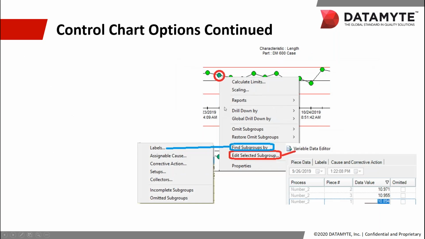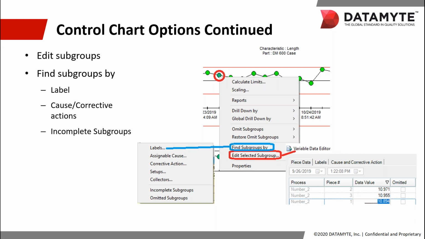You can edit subgroup data by selecting the data point and then choosing Edit Selected Subgroup from the context menu. The Find option allows you to locate specific points, such as those collected in the first shift, subgroups with cause or corrective actions, and subgroups with control limit violations.